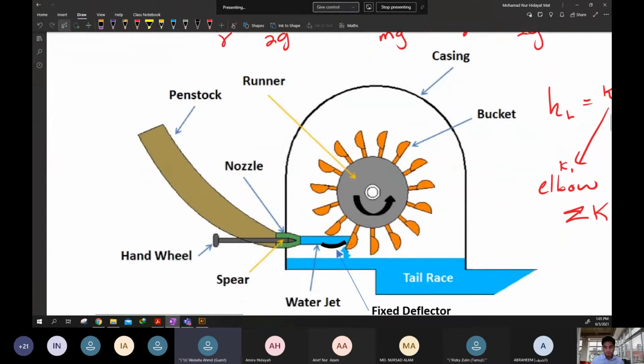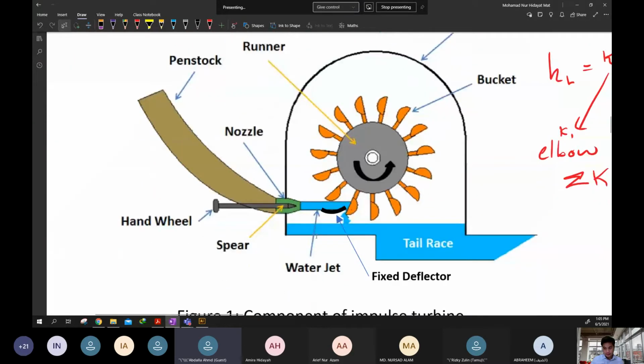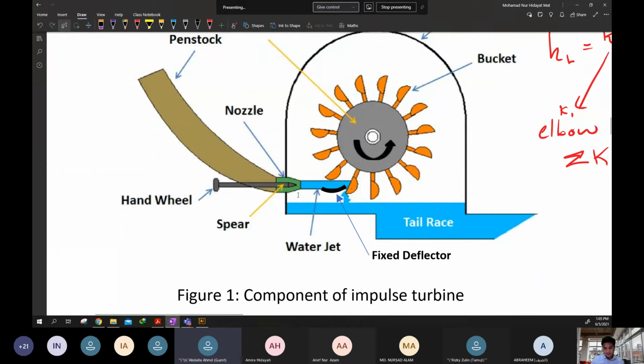Okay, so where's the deflector? The deflector is located after the nozzle. You can see, maybe they want to adjust the position, they want to adjust the angle of attack. That is why they place the fixed deflector. The fixed deflector means it is stationary, it is permanently there, it is not moving.